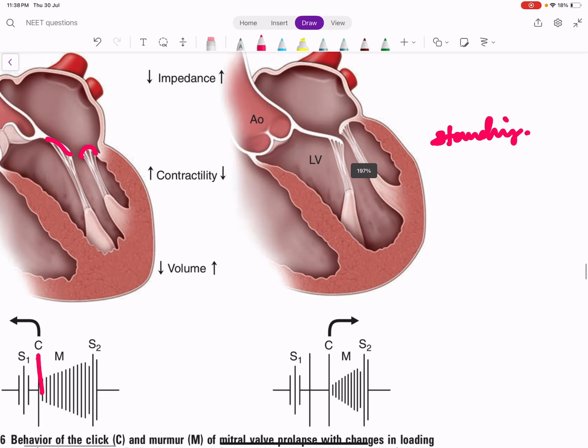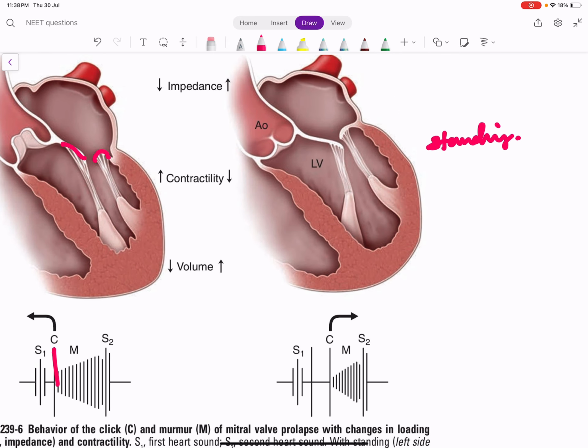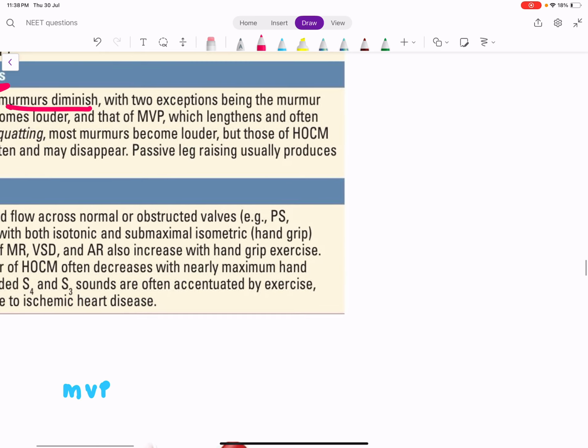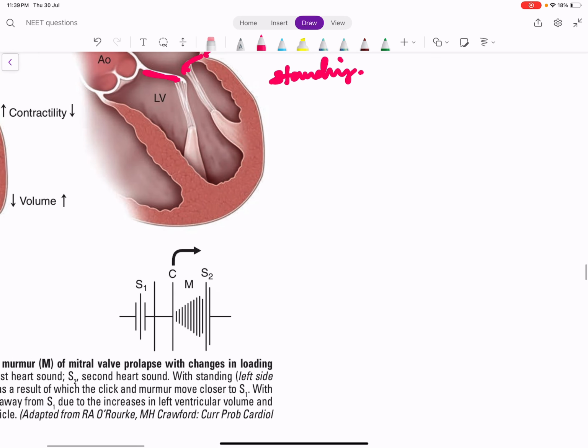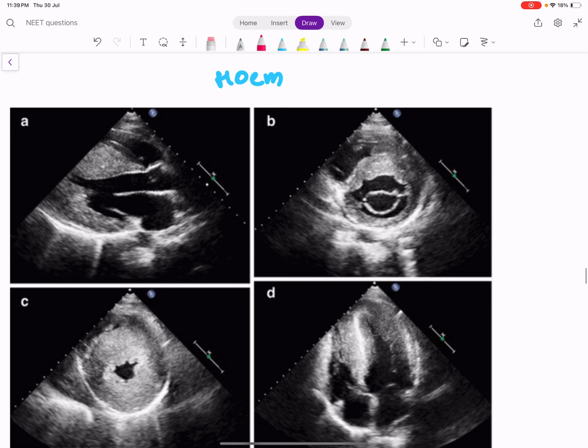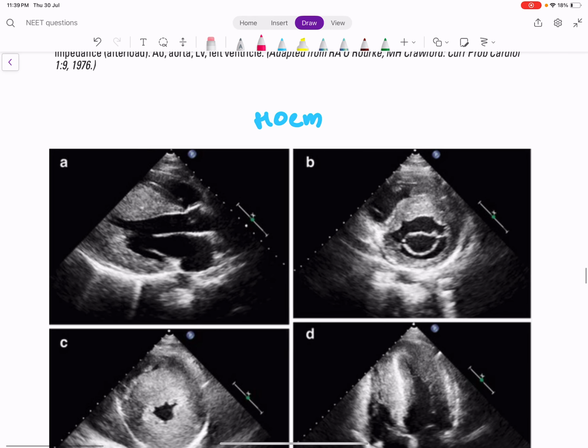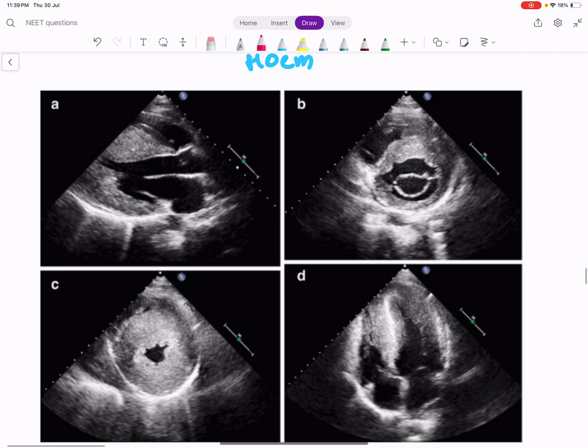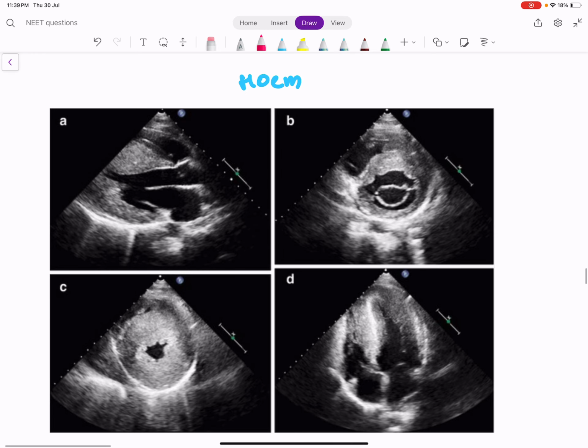So on standing, left ventricular volume reduces. So there is more chance that this mitral valve may prolapse. So during standing, we discussed when prolapse is more, murmur increases. We had discussed it separately in one discussion.